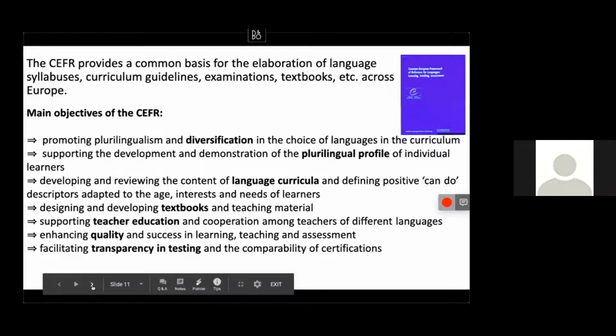The CFR provides a common basis for the elaboration of language syllabuses, curriculum guidelines, examinations, textbooks, etc. across Europe. That was the purpose. The result was that the CFR is used in Taiwan, in China, in South America, in Canada, in the States, and in Australia. And we are all talking to one another to be able to exchange and share what we mean by standards, levels, benchmarks. It is crucial that we all know what we're talking about. It doesn't take long. It just takes some interest and attention.